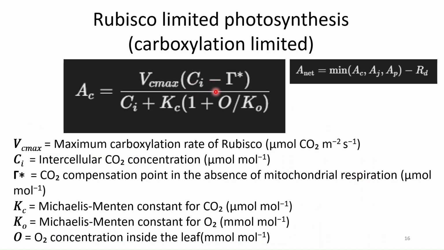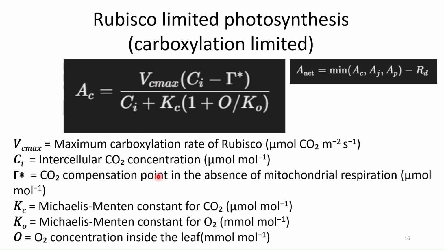First we look into the Rubisco limited photosynthesis, the carboxylation limited photosynthetic rate. In order to obtain AC, we need all of these parameters. So let us look into this equation and what these parameters are. Vc max into Ci minus tau star, or we can say Gamma star, divided by Ci plus Kc into 1 plus O by Ko. What each of these terms means is what we look into now.